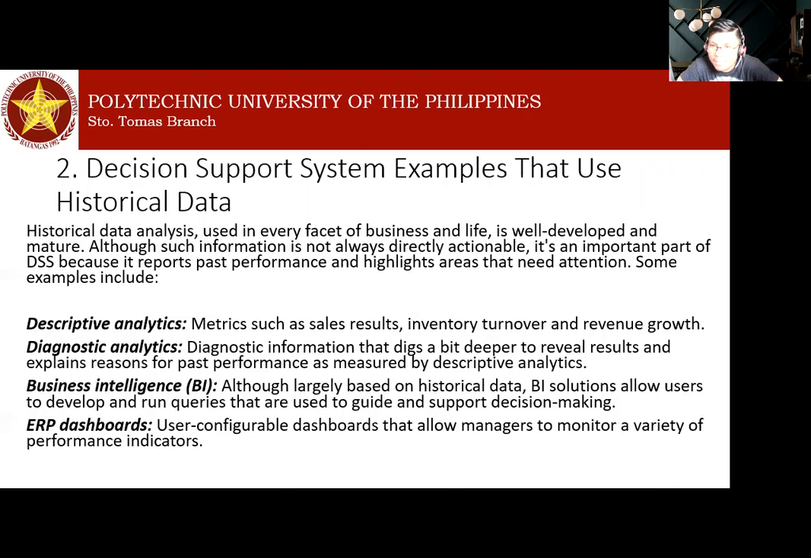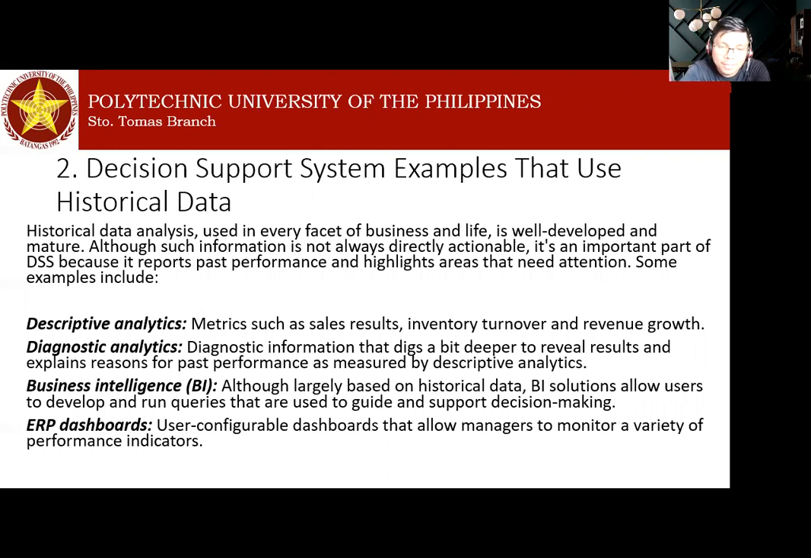This is a support system example that uses historical data. So our DSS use historical data in every facet of business and life, is well developed and mature. Although such information is not always directly actionable, it's an important part of DSS because it reports past performance and highlights areas that need attention.